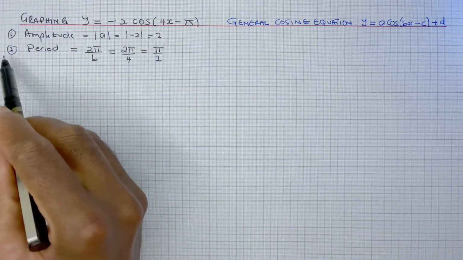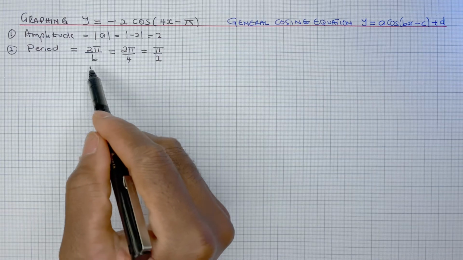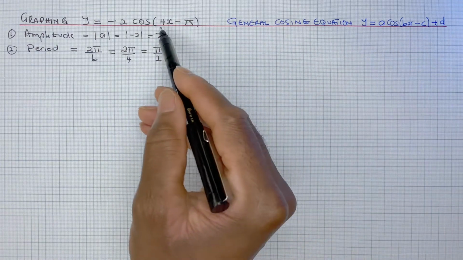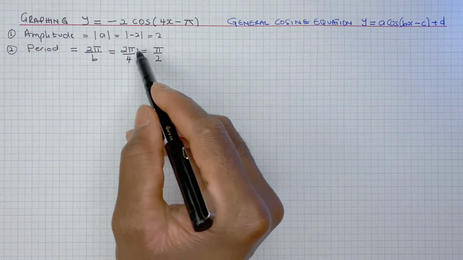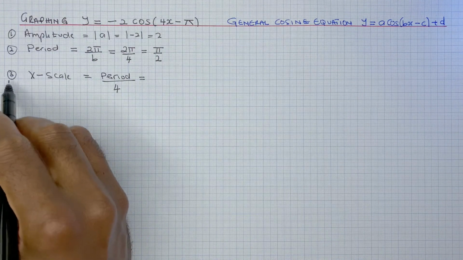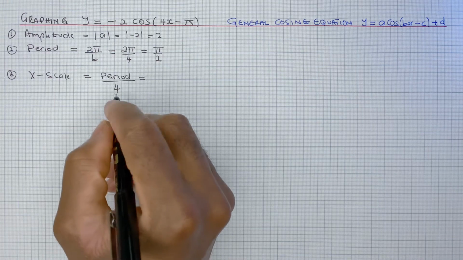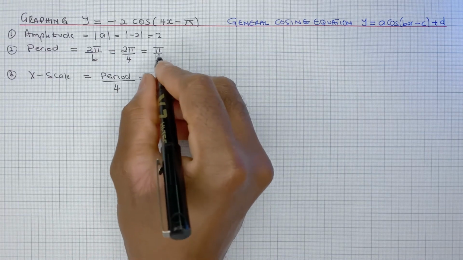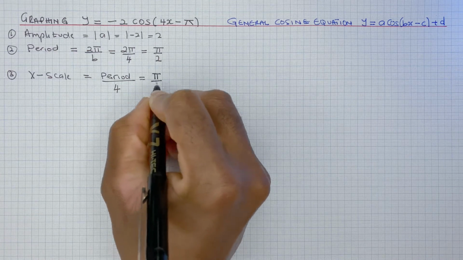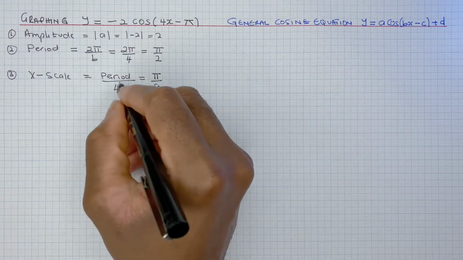Point number 2 is to look at the period. The period is 2 pi over b, and b is 4. This is b here, bx, 4x. So b is 4, and 2 pi divided by 4 is pi over 2. Number 3 is the x scale, and that is period over 4, and the period is pi over 2. Therefore you get pi over 8, because 4 times 2 is 8.